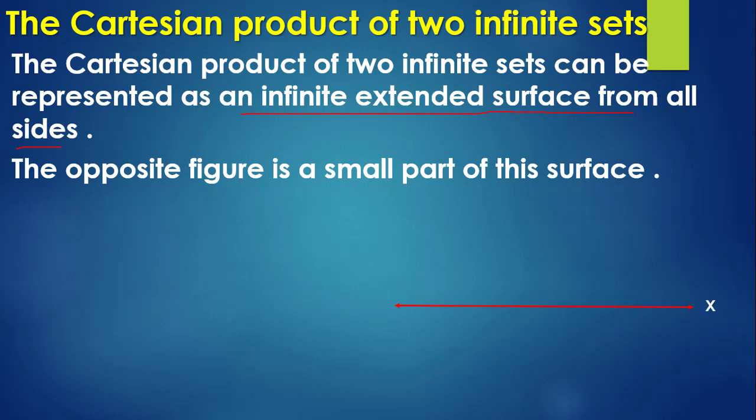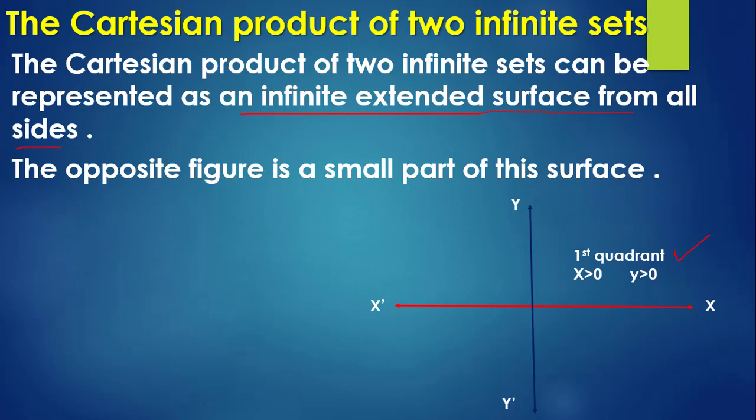If you draw the x and y axis, all the plane is the Cartesian product of the two infinite sets, or the plane. But here we will take a small part of this plane. We will divide this plane into 4 parts or 4 quadrants. The first one here is the first quadrant. We call it the first quadrant.